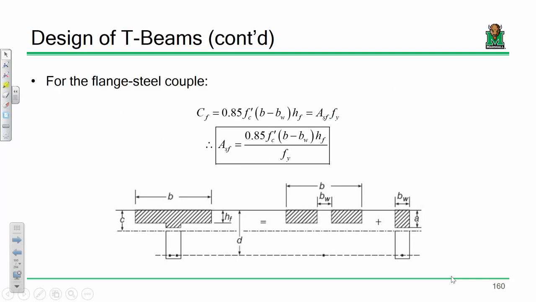And that's basically it in a nutshell. Okay? For the flange couple, how we do that is we set C equals T, and we solve for how much steel we need for that couple. So the compressive force is 0.85 f'c times that area, and that's got to equal the area of steel times Fy, again, the area of steel for that couple. Solve for A sub F.